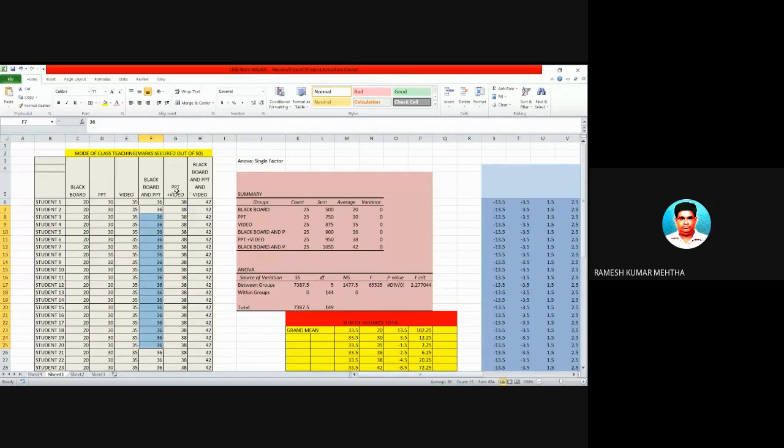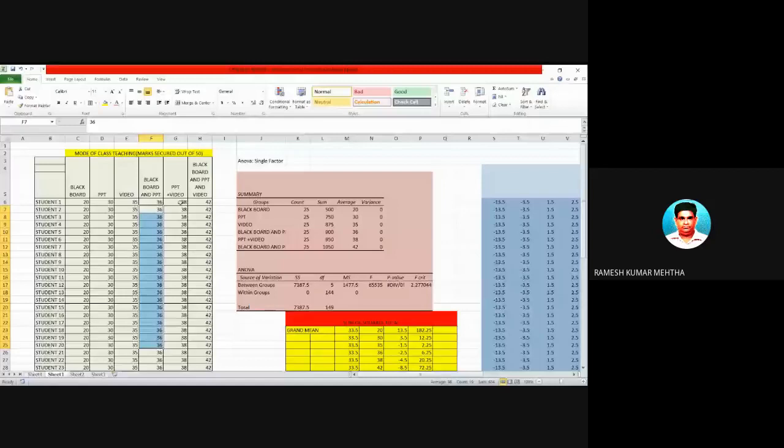Now, in the fifth situation, they adopted another mode of classroom teaching by using PPTs and by showing videos of the concerned subject, and subsequently they conducted the examination of the same subject, and it was seen that the students secured 38 marks from roll number 1 to roll number 25.